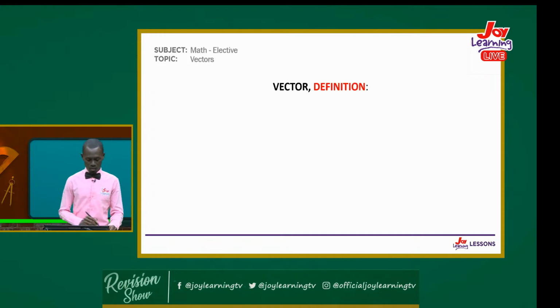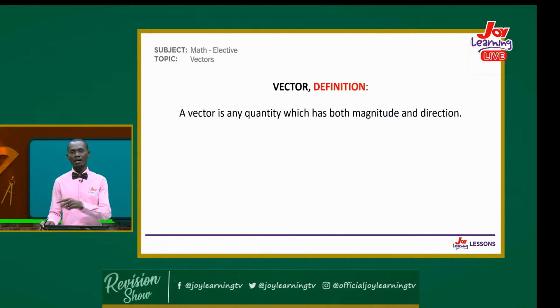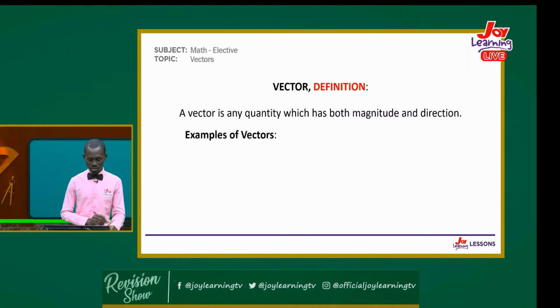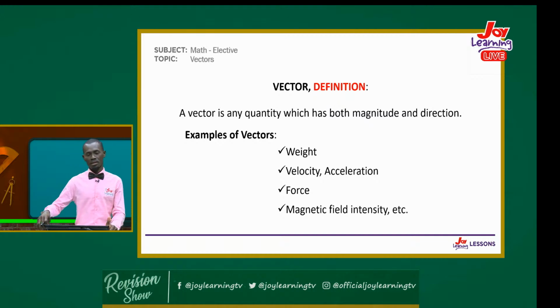What is a vector? Well, from your basics, you know that a vector is any quantity that has both magnitude and direction. Now, note this very importantly, that it is a quantity. A vector is a quantity. And because it is a quantity, it must be measured. Every quantity is measurable. But this time around, this quantity has magnitude, and not just magnitude, it has direction. Let's look at some examples of vectors. So weight, velocity or its companion acceleration, force, magnetic field intensity, and a host of others are examples of vector quantities.